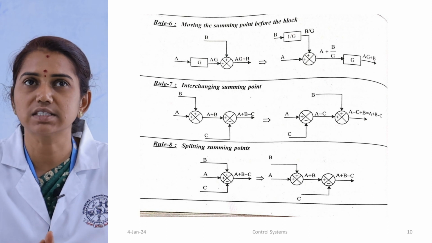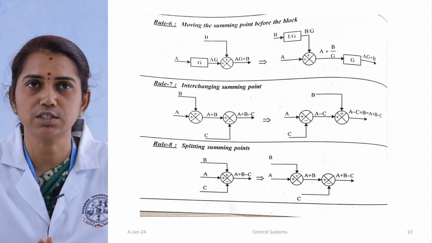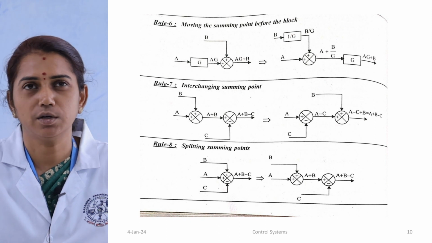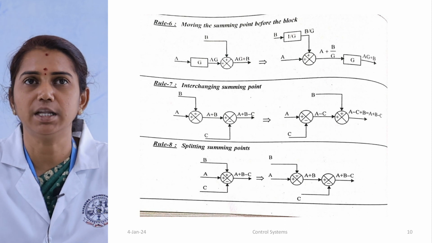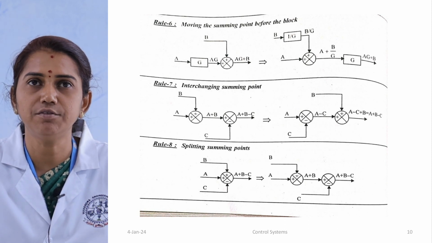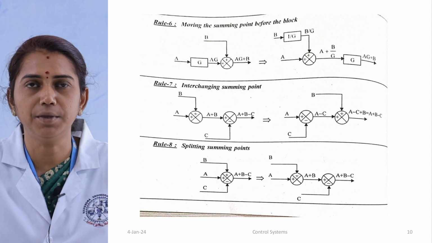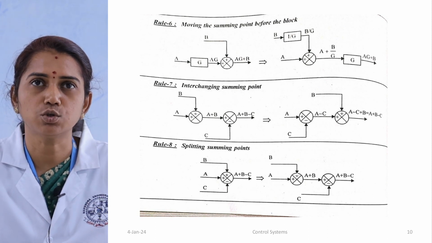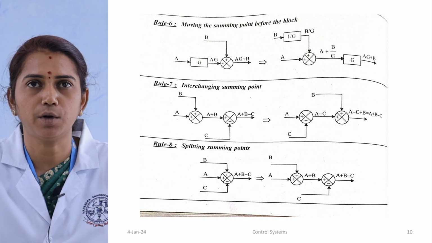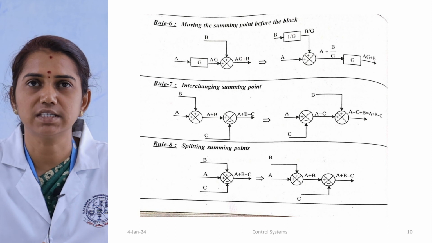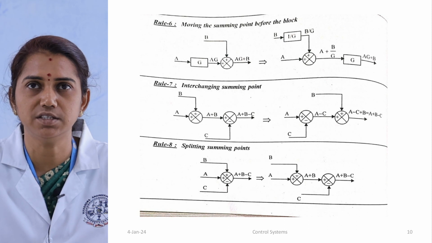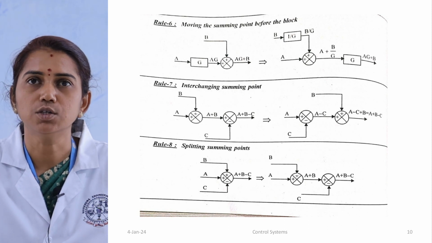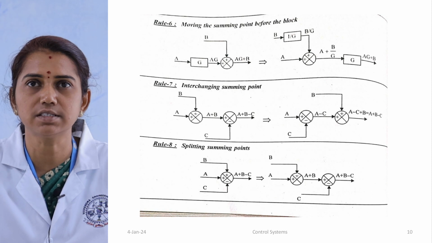But rule 6 is summing point before the block. We are just going to move the summing point before the G value. So it must be multiplied with the 1 by G value. Then we will get input A. Next, B with the input, we told that 1 by G, so the value will be B by G to the summing point. Next to the summing point we will get the value of A plus, with the positive sign, B by G. Then there is a block of G. So the final answer will be AG plus B.